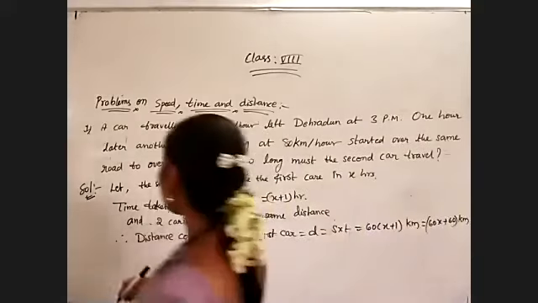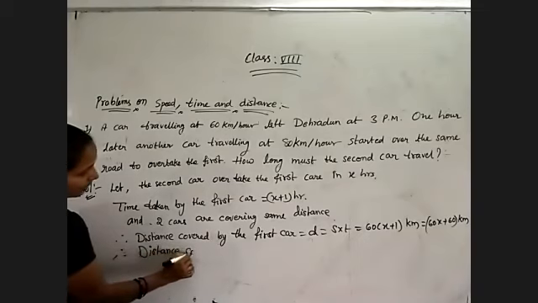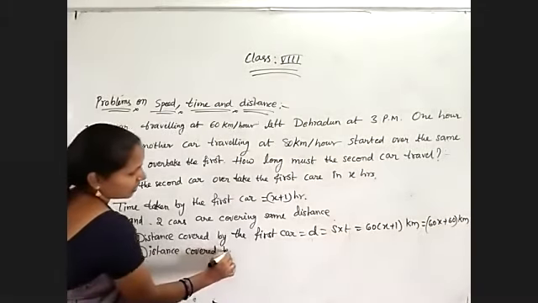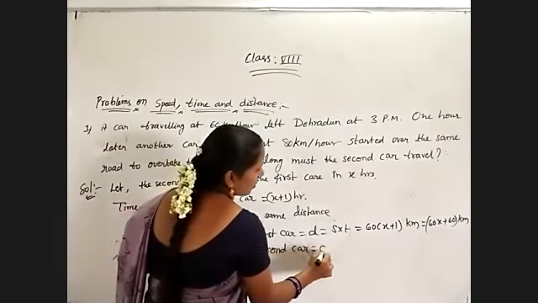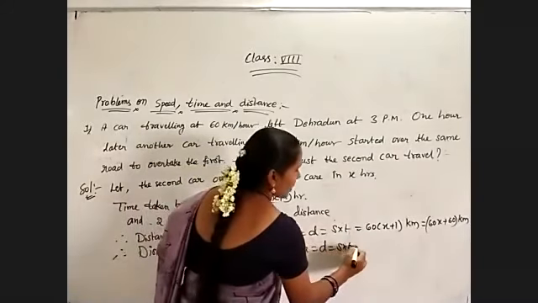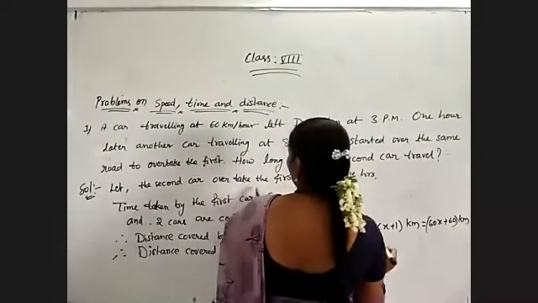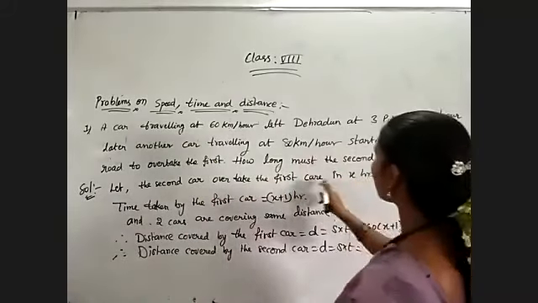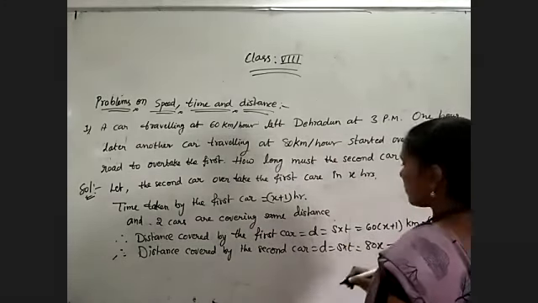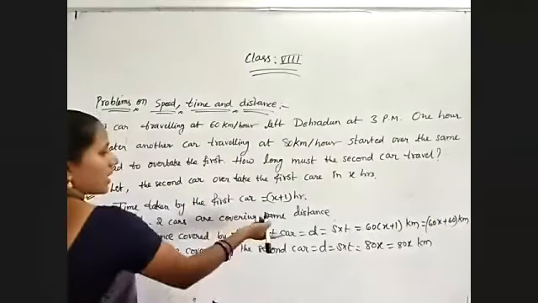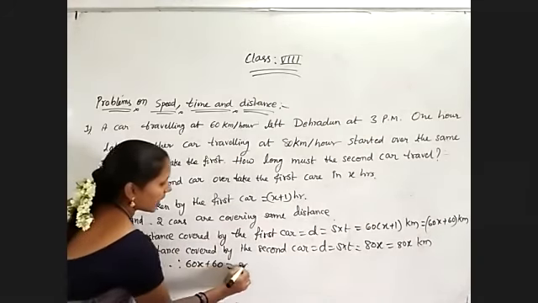Now the distance covered by the second car is equal to speed into time. The speed of the second car is equal to 80 kilometers per hour. That is 80 into, and how much time is it using? x hours. That is 80x kilometers. So the two cars are covering the same distance. Therefore, 60x plus 60 kilometers is equal to 80x kilometers.